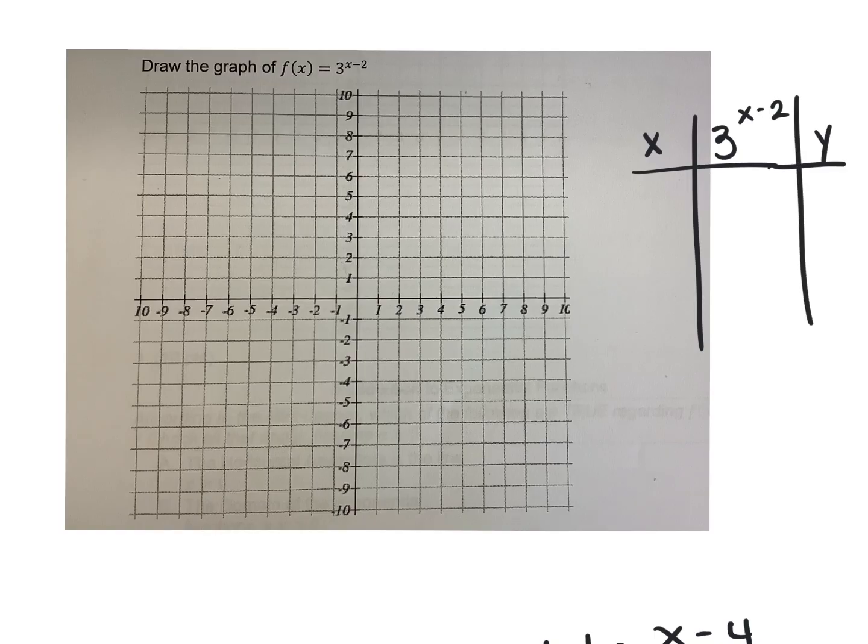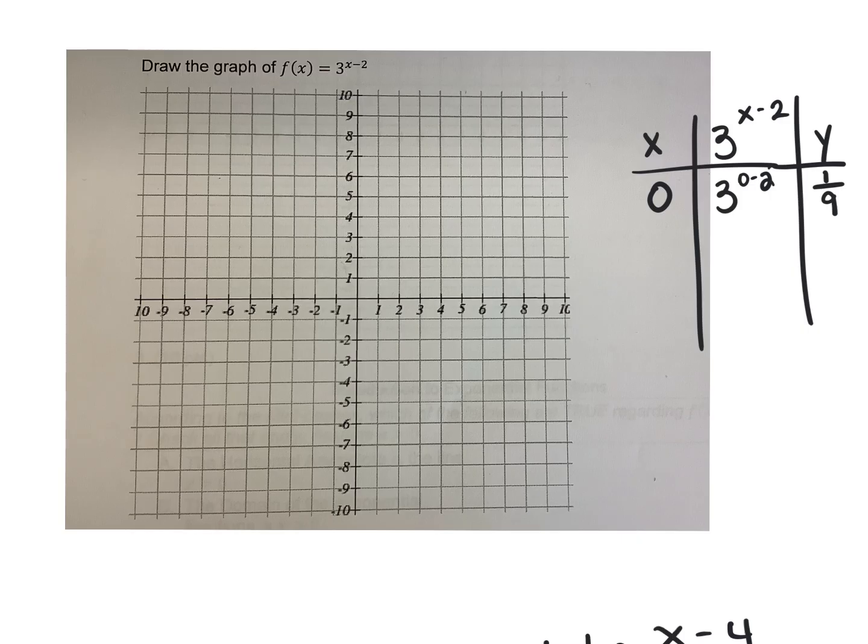Now you only have to plot 2 points with this. I'm always going to tell you to use x equals 0 with these. The other point that you choose might be determined after you look at it for a second. If I plug a 0 into this, then I have 3 to the 0 minus 2, which is 3 to the negative second, which is 1/9. The problem with that is I can't graph a 9th.